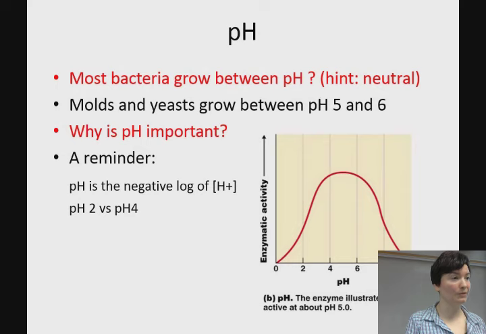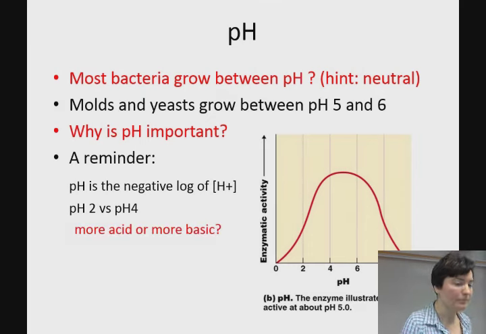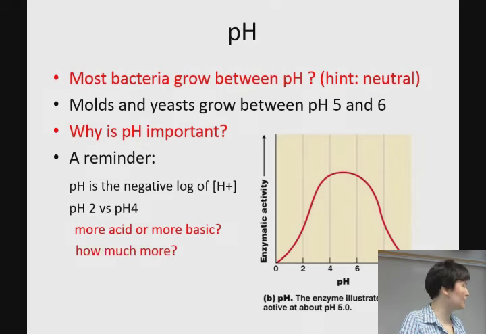It's 100-fold difference, right? Because every time you go from one pH unit to the next, you're changing the concentration by 10-fold. Now, if we go from pH 2 to pH 4, are we going to a more acid or a more basic situation? More basic, right? Which means what's happening to the concentration of hydrogen ions? pH is going up, so hydrogen ions are going down. By how much? 100-fold as we go from, say, pH 2 to pH 4. If we went from pH 2 to pH 3, how much are we changing the hydrogen ion concentration? By 10.